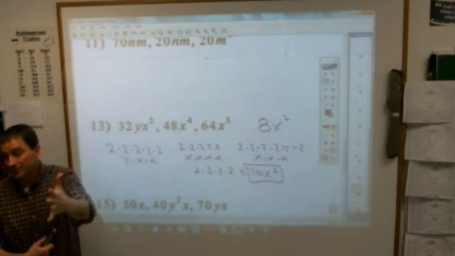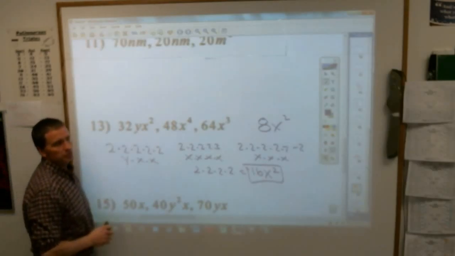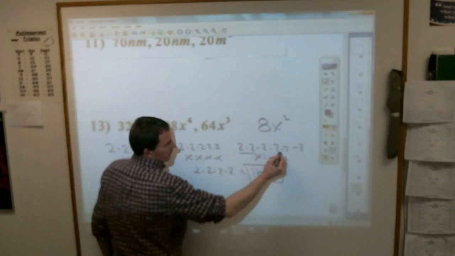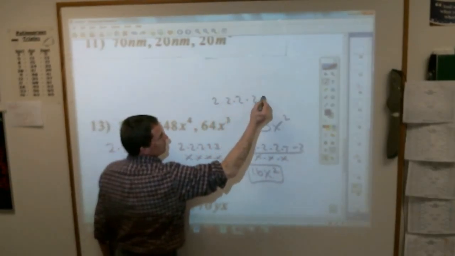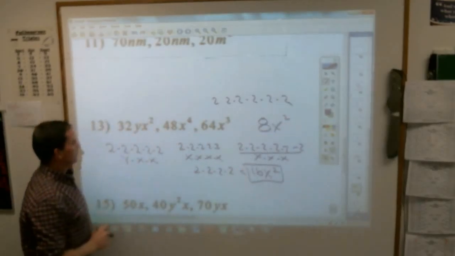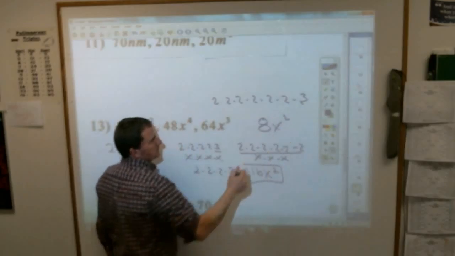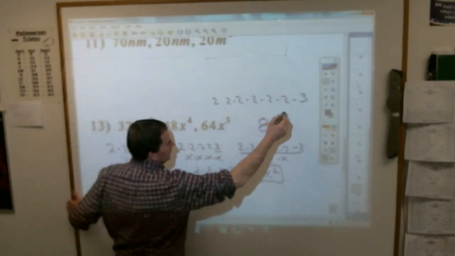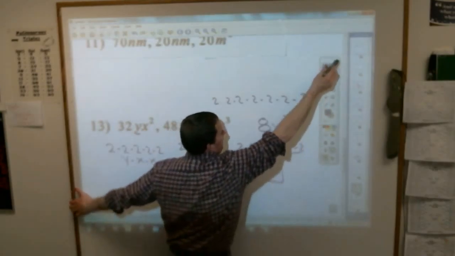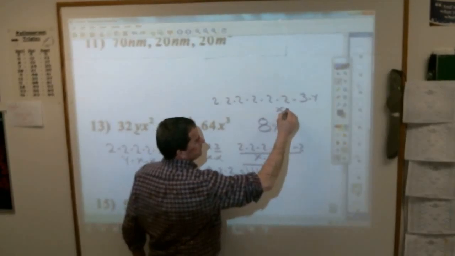If I asked you for least common multiple of those, you're going to take the group that has the most of each one. Which group has the most 2's? This one over here, which had what, 6 of them? Which group had the most 3's? This one, which just has 1. Which group had the most y's? This one, which just had 1. And which group had the most x's? This one, which has 4 of them.